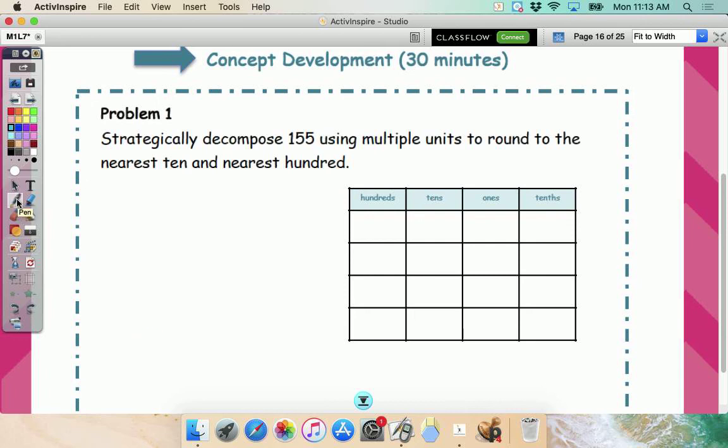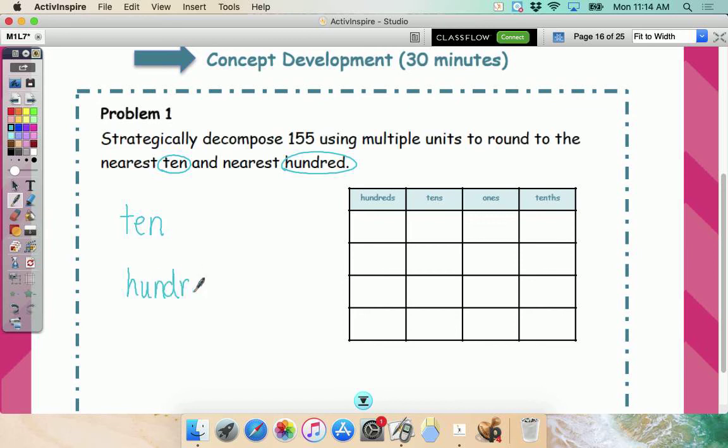Okay? So that's where the wrap comes in, the rounding wrap. So this says strategically decompose 155 using multiple units to round to the nearest 10. I'm going to circle that. And the nearest 100. And if I circle it, you circle it, please. So what we're going to do, I'm going to show you how this works. We're going to round to the nearest 10. And then we're going to round to the nearest 100.